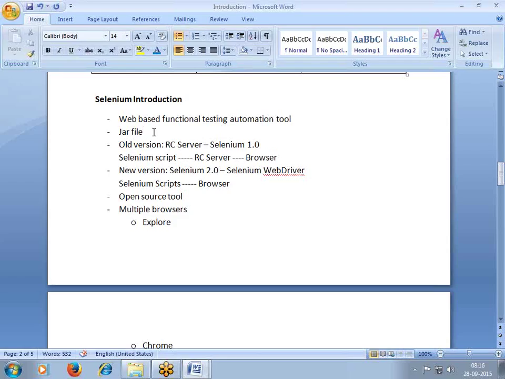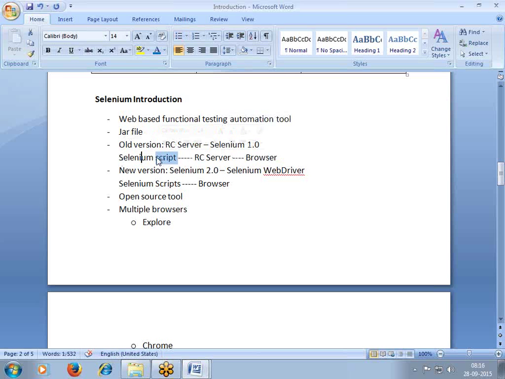It is just a jar file. Selenium is just a jar file. There is no user interface for the Selenium tool. Understand? The older version of Selenium is called RC, Selenium 1, or Selenium 1.0. It contains two parts. This is the structure of Selenium 1.0.